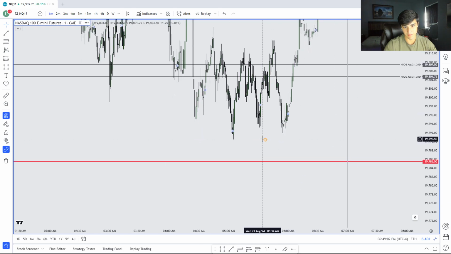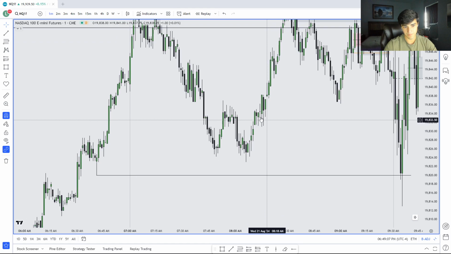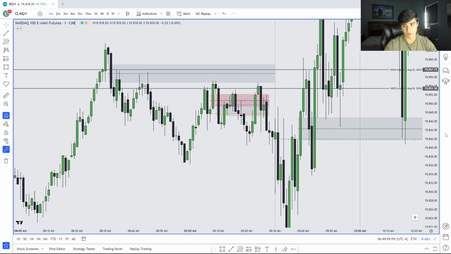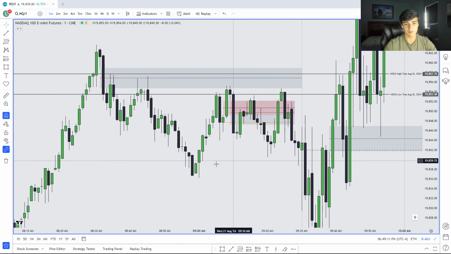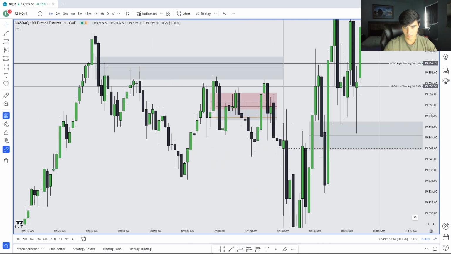Never got down there. See, I put a little target there. Never got down there. But it did take out these lows and wiped out trail longs, if you trailed your long, or if there were some trail longs down there. Probably were. There's always liquidity resting under lows.